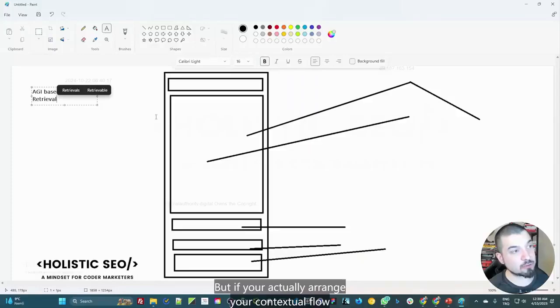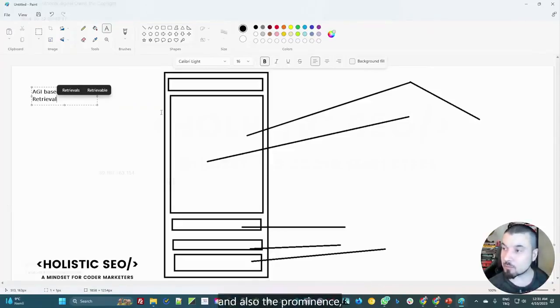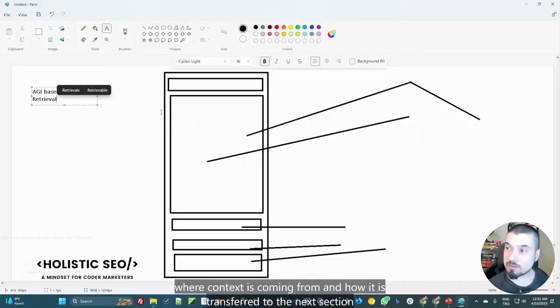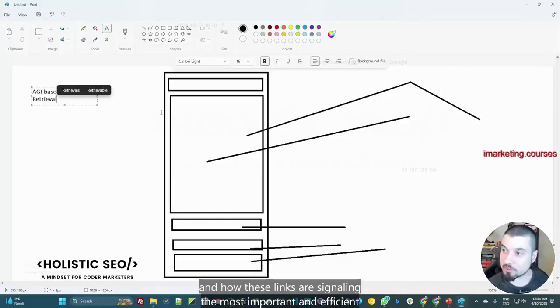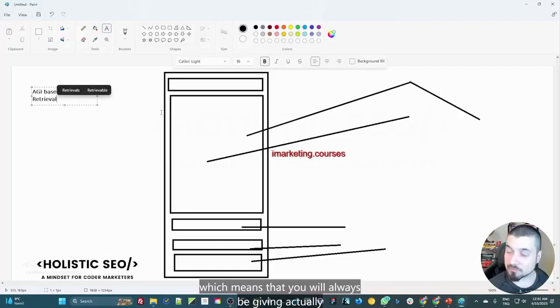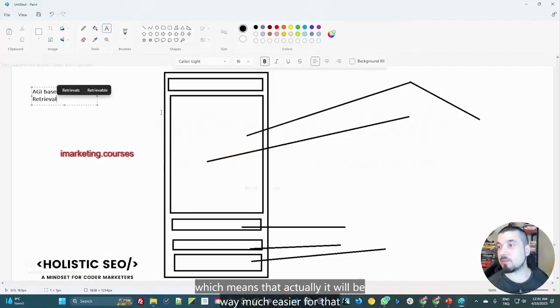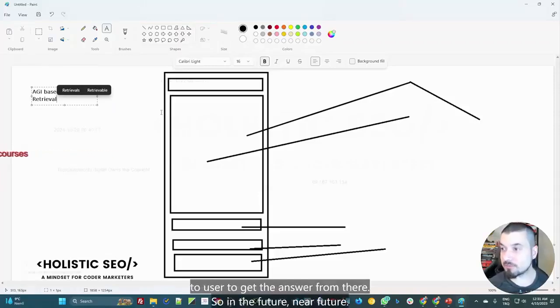But if you arrange your contextual flow, and if you're able to arrange your contextual coverage properly, and point the contextual connections with a proper order, distance, and prominence, you will always be telling the system what that page is about, where context is coming from, and how it is transferred to the next section, and how these links are signaling the most important, efficient and quality part for that question. Which means you will always be giving the best comprehensive answer from the most relevant part of the document, so it will be much easier for the user to get the answer from there.